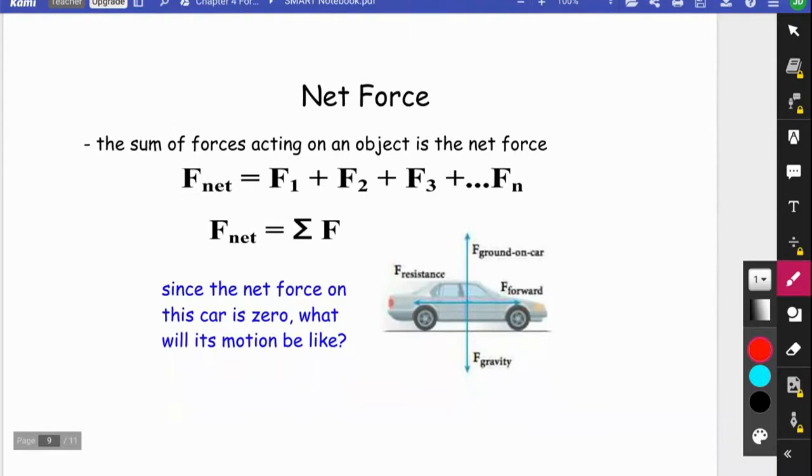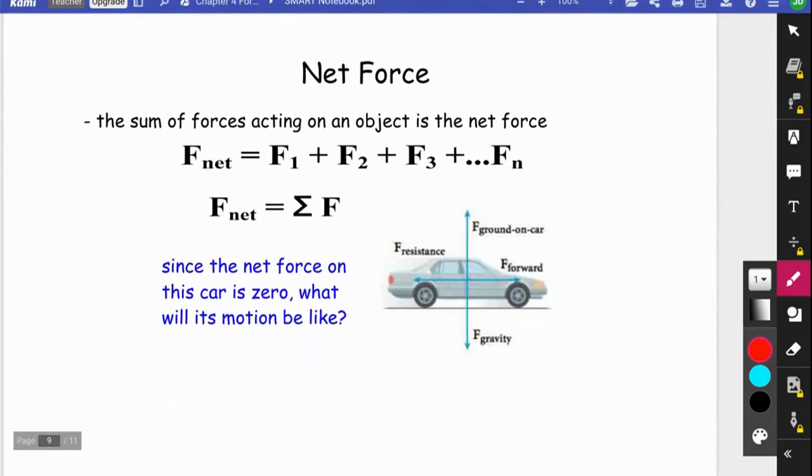So a net force of zero basically means that the sum of the forces adds up to zero. Basically, we have force one, force two, force three. These all add up, and if they cancel each other out, the object's going to keep doing what it's doing.